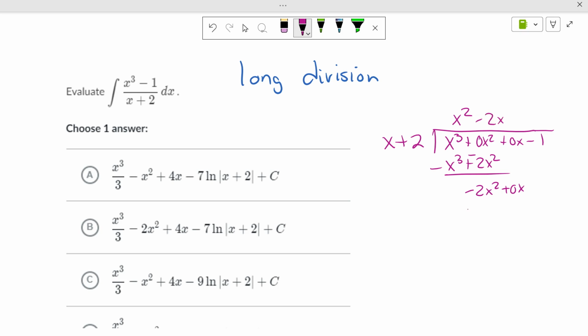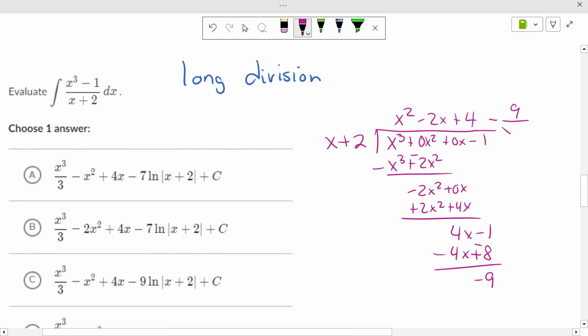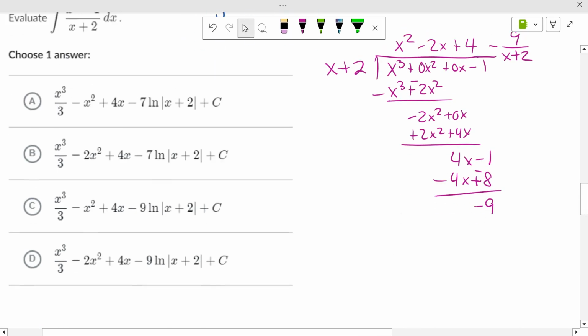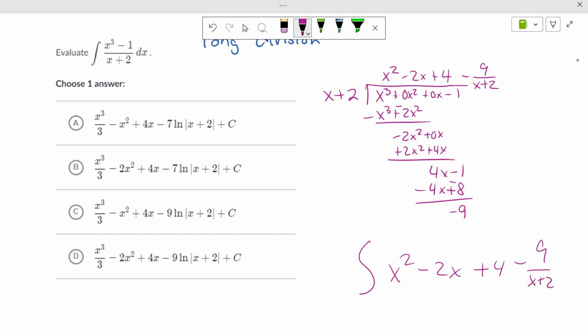Negative 2x. You get negative 2x squared minus 4x. Change the signs on the bottom row and then add. You get 4x minus 1. What times x is 4x minus 1? 4. And you get 4x plus 8. Change the signs on the bottom row and you get negative 9. So then it's minus 9 over x plus 2. So that's what we're going to integrate: x squared minus 2x plus 4 minus 9 over x plus 2.